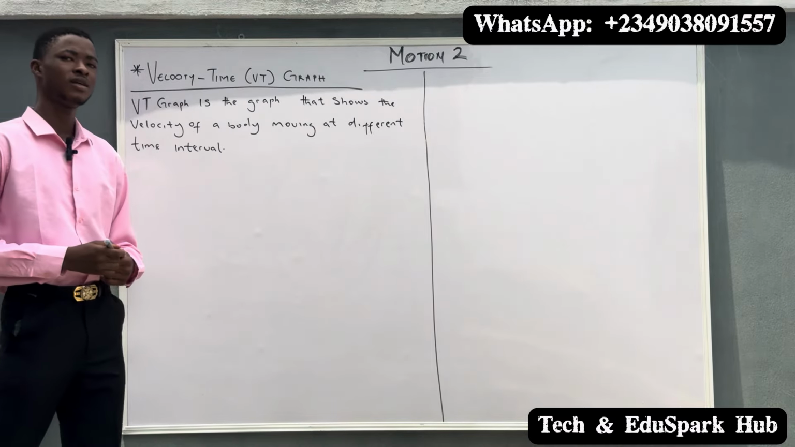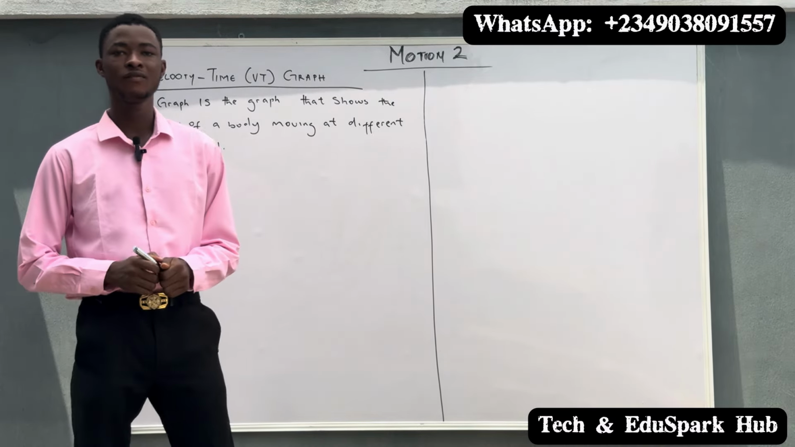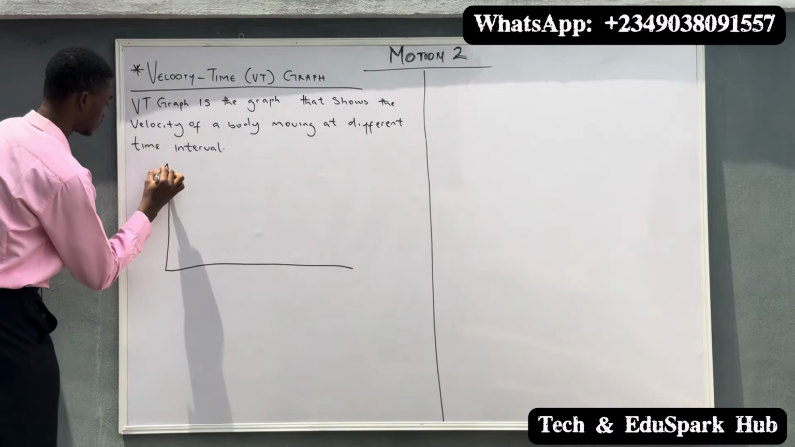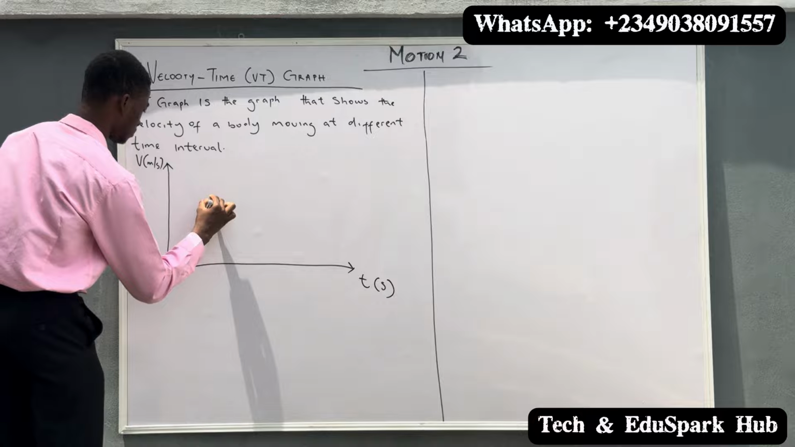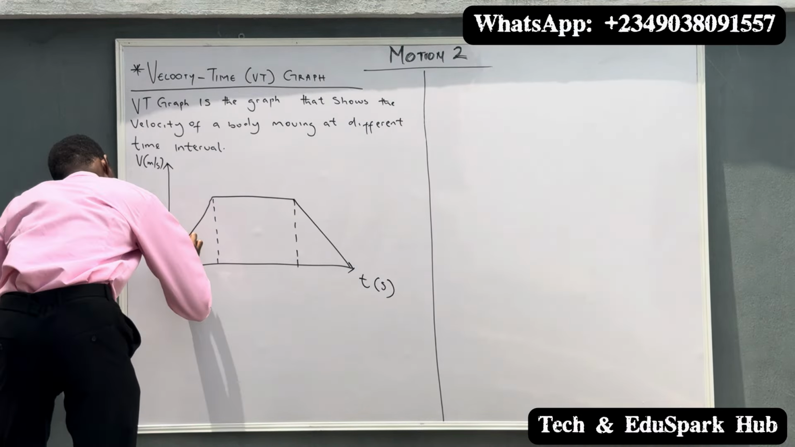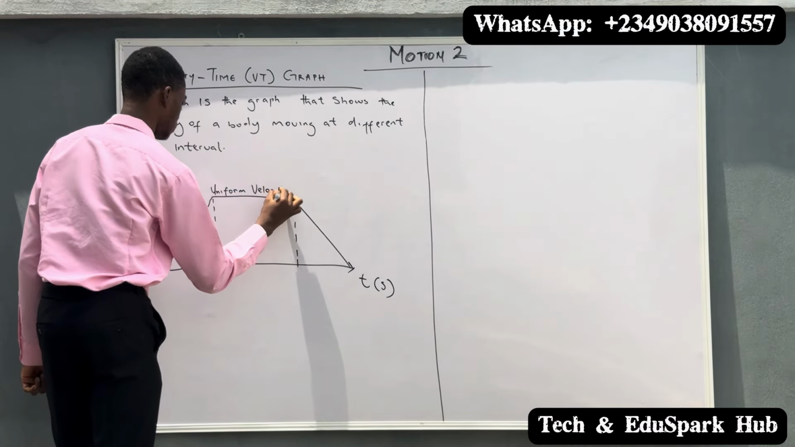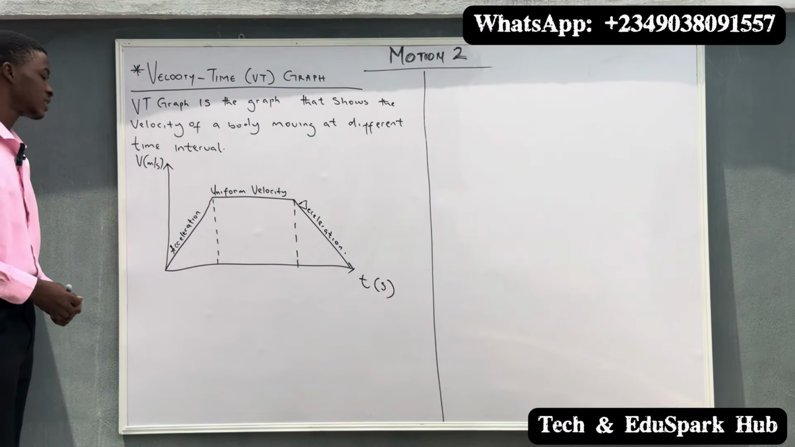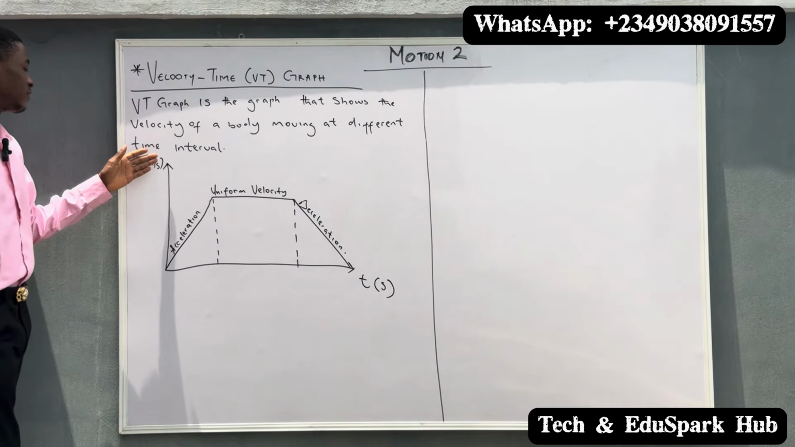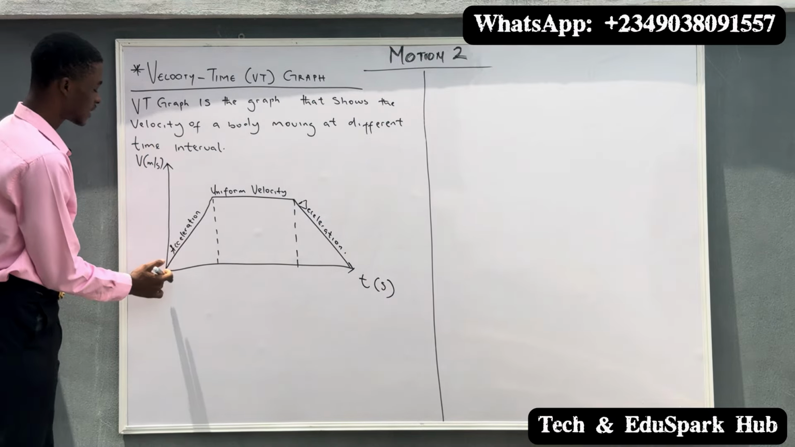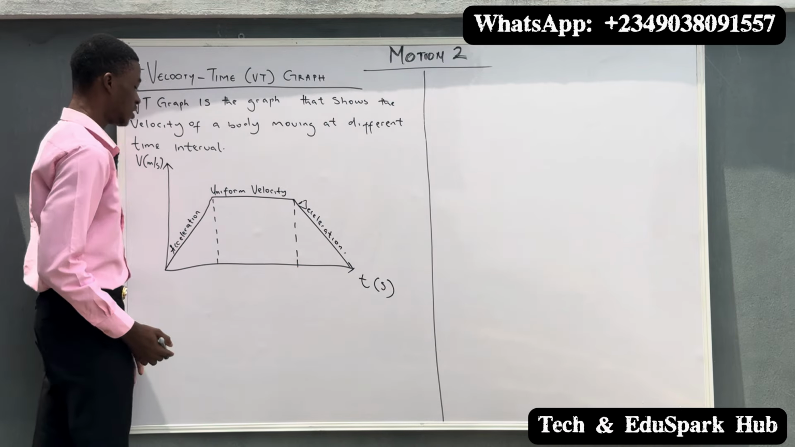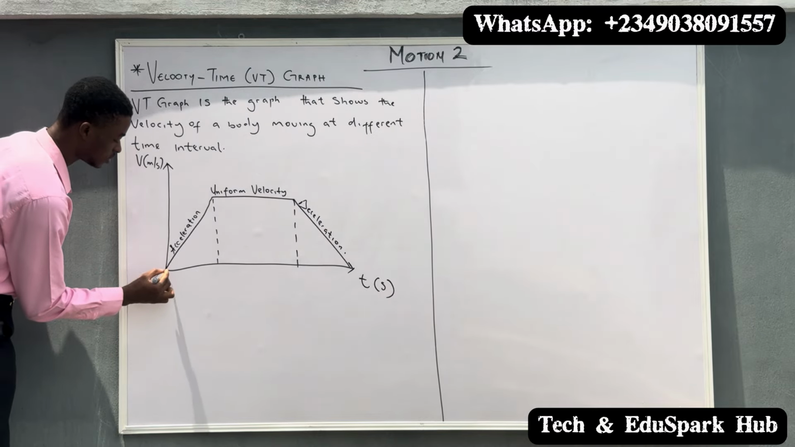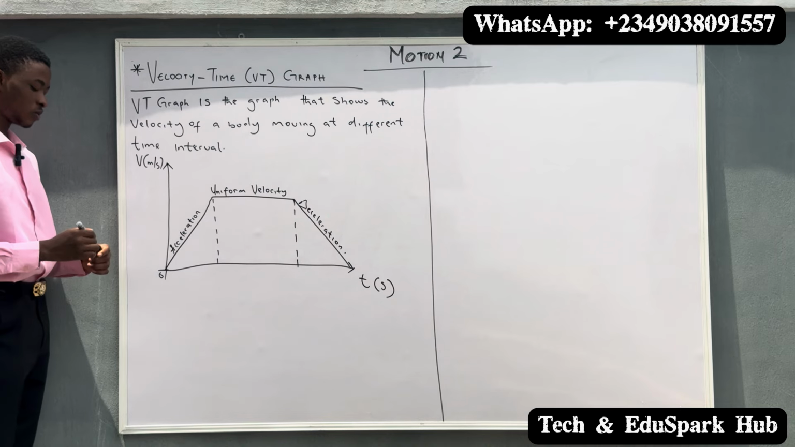So let's look at a diagrammatic representation of how the velocity time graph looks like. So we can have something like this. So this is what the velocity time graph looks like. You can see we have a graph. This is the vertical part and this is the horizontal part. So you can see the first slope, which is from rest. So this is rest because this is starting from 0.